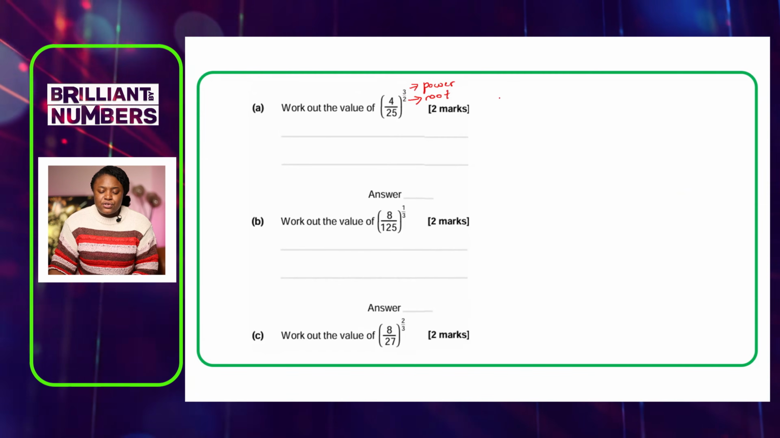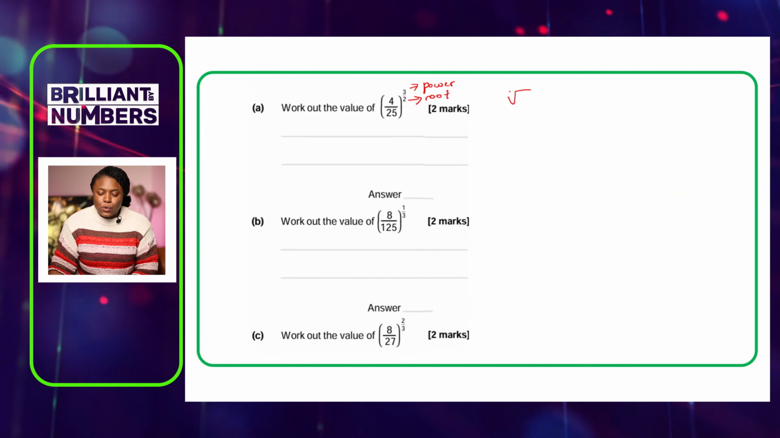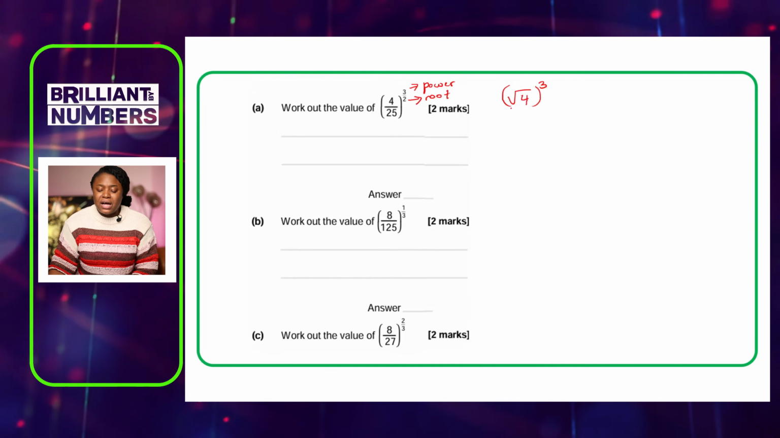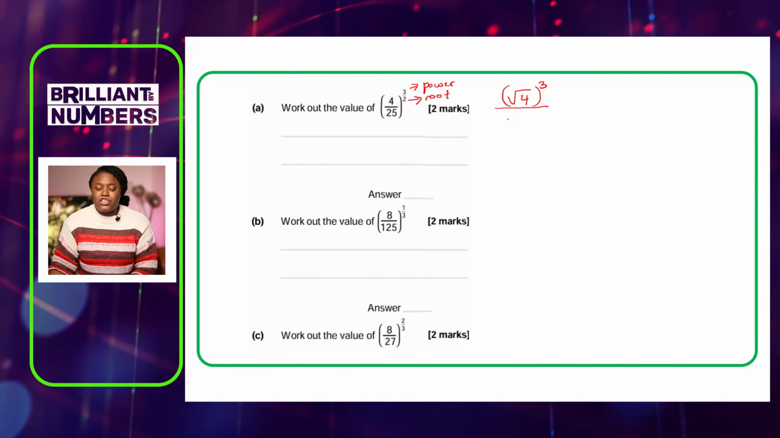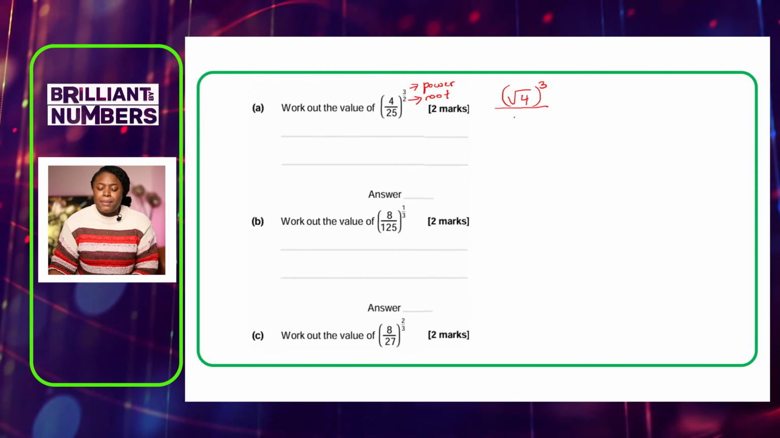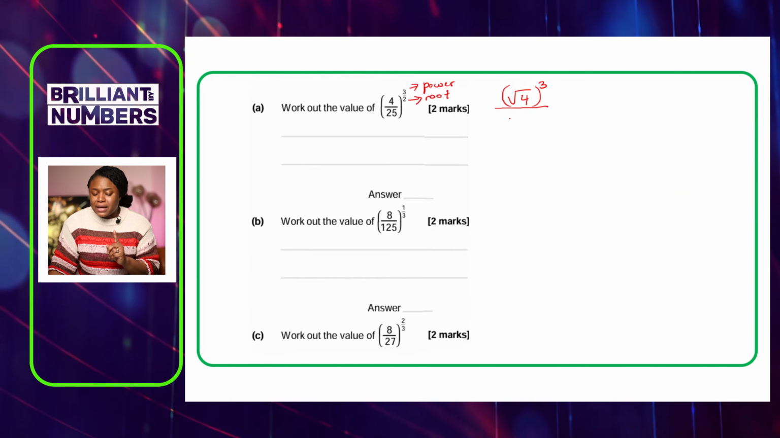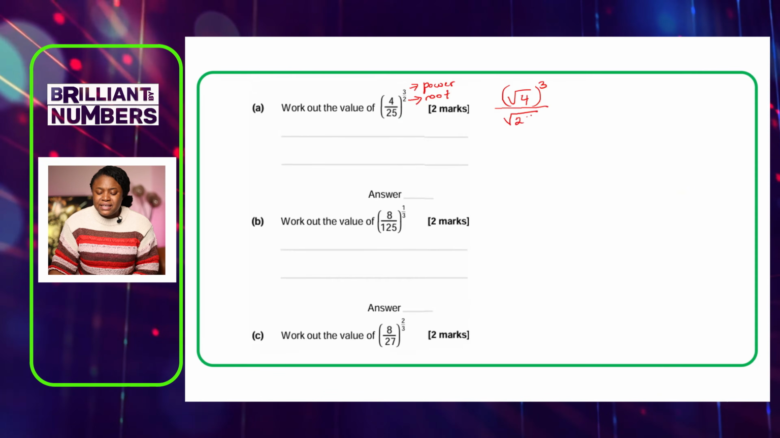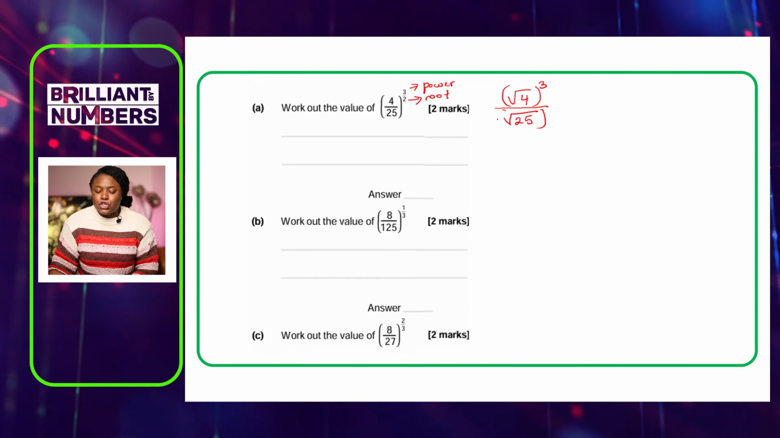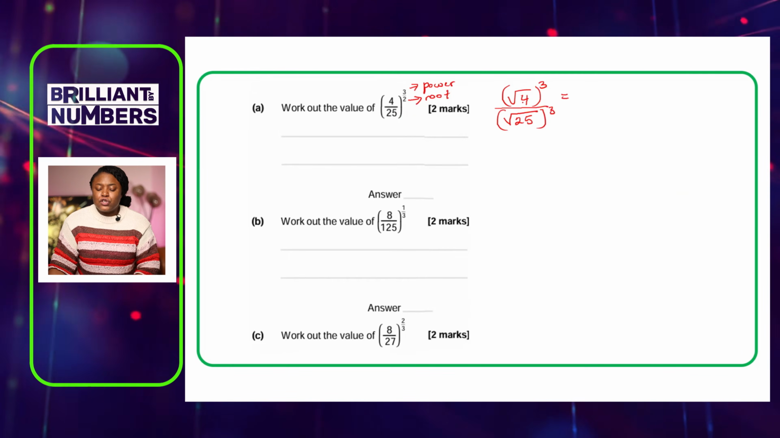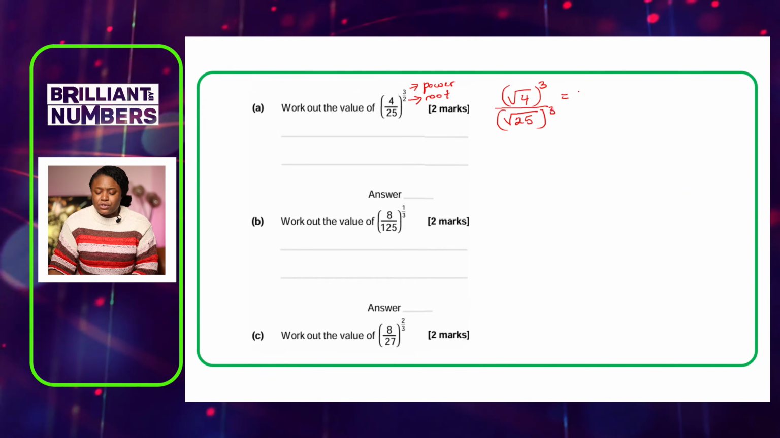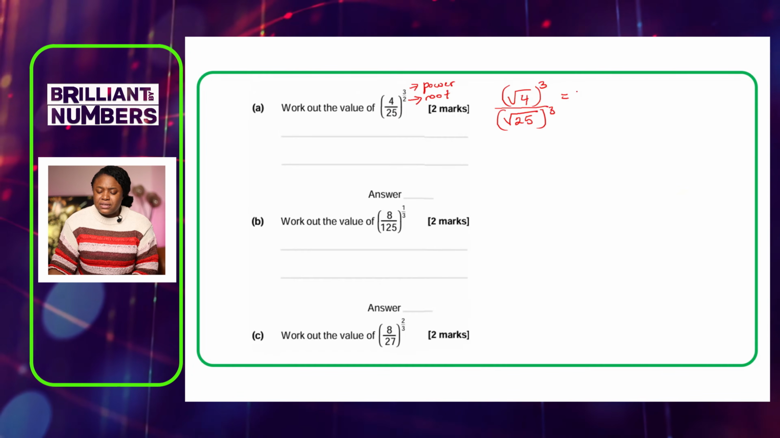So I need to do the square root of 4. Then I need to cube that answer. However, I need to divide that by the denominator of the fraction, but I must apply the rules for that part as well. So I'm also doing the square root of 25, and then I need to cube that answer. So the square root of 4 is 2, and 2 cubed is, I'm just going to write it out for the one student who needs to see this.